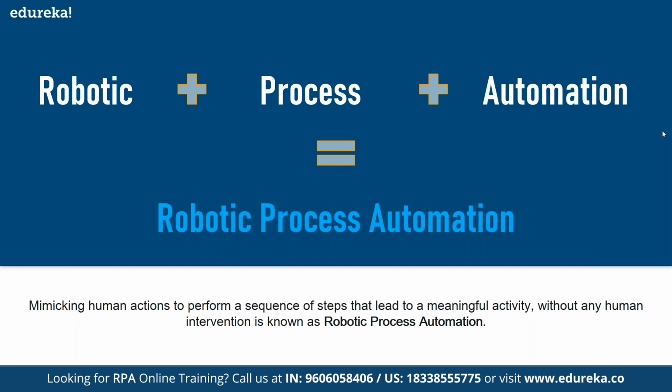So in simple words, as I said previously, in very layman words, whatever a human does manually, being performed by a software entity, which is called a robot, is called robotic process automation. So this is in very layman words, right?